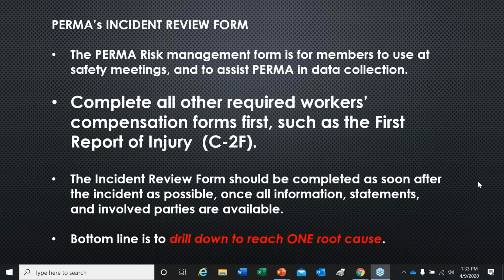And one of the biggest things with the form is that we put it together as a risk management team, and we want you to be able to look at your injuries that occur and drill down to the root cause analysis. And then once you get that form completed, you'd send it to us, but you'd also use it at your safety meetings.